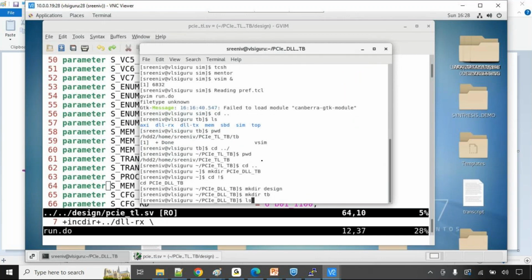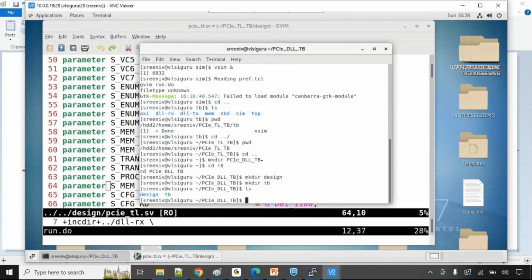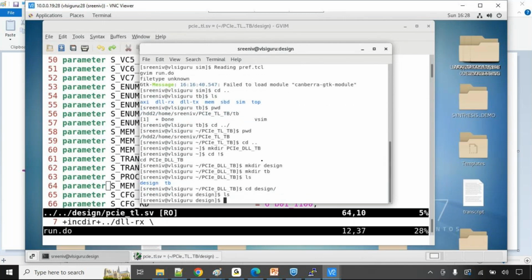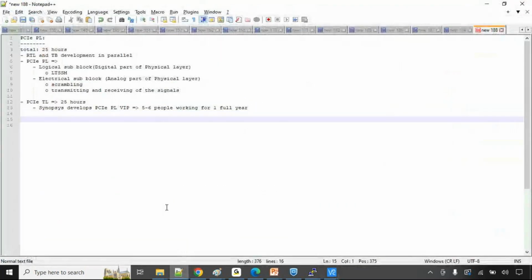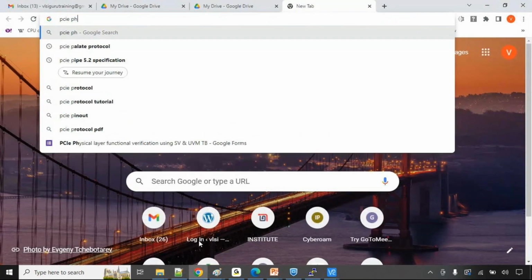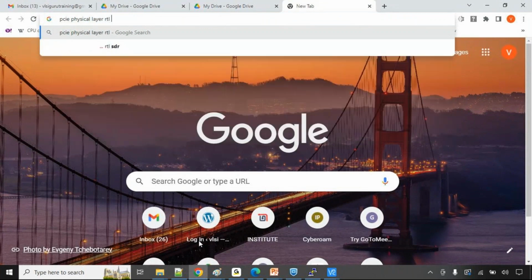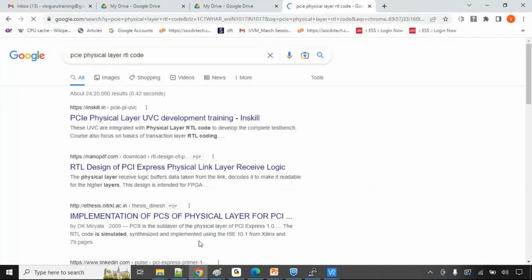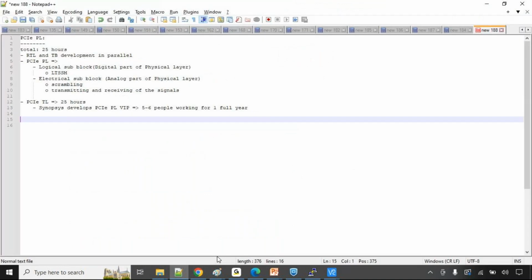There are two things, design and test bench. We need a design. Now you may say, why don't we get a design from somewhere? It's not easy to get the design. Even if you go to Google and search for PCI Express physical layer RTL code, you won't get it, because these are proprietary materials. The companies won't release those codes. That's the reason we are developing our own RTL code.